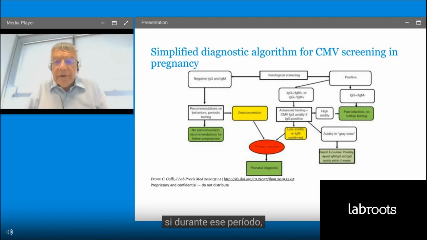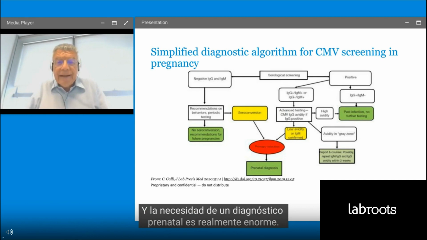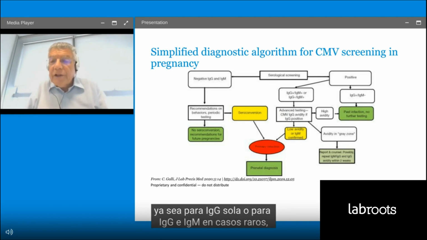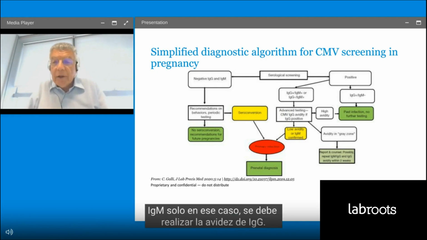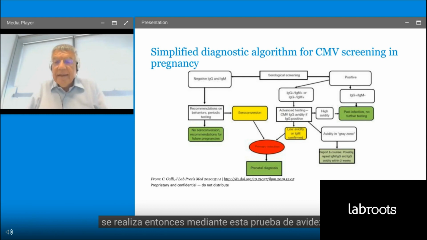If during that period you have a seroconversion, then in that case, without any need of further testing, this is a primary infection. And the need for a prenatal diagnosis is really huge. The other instance is that you may have a positive serology, either for IgG alone or for IgG and IgM, in rare cases, IgM alone. In that case, IgG avidity should be performed. And again, if it's low, as we have seen in the example before, and the confirmation for IgM is then done by this avidity testing, then there is a primary infection. We revert to that status.